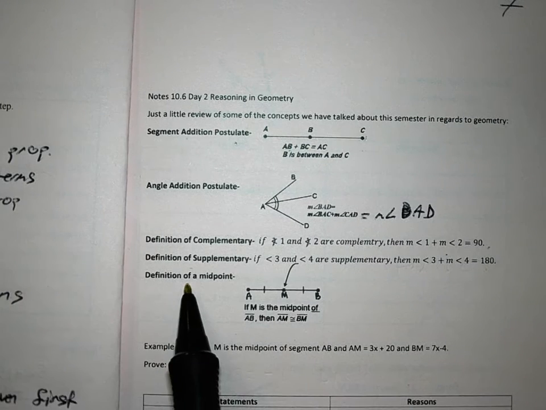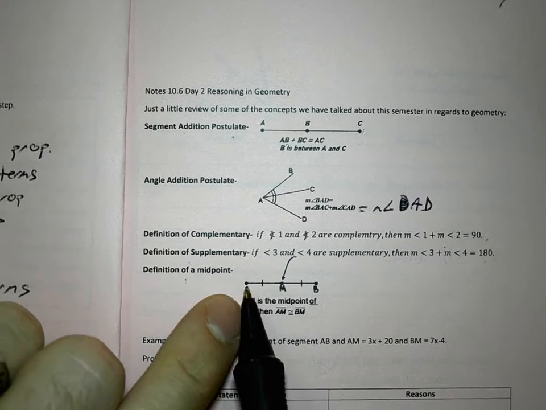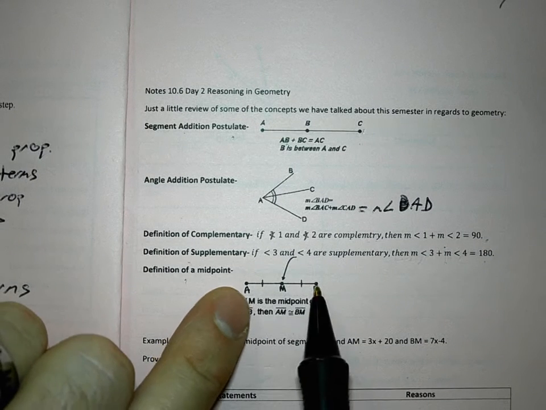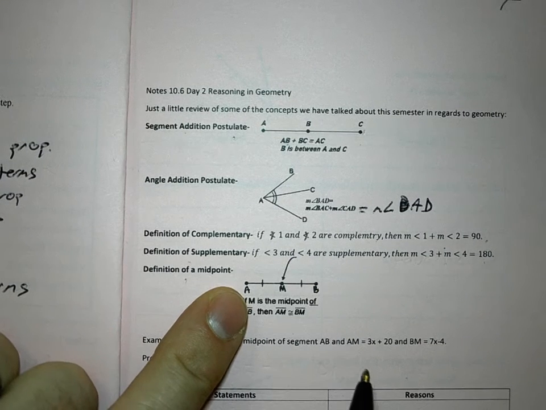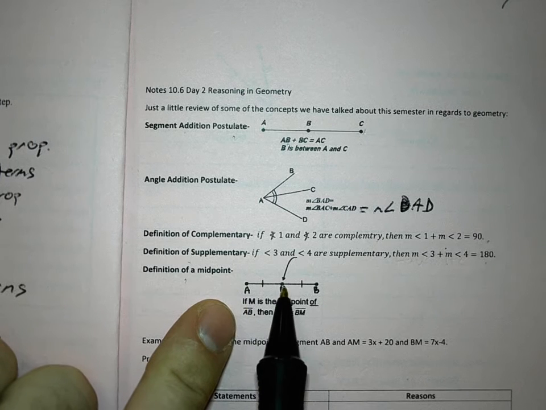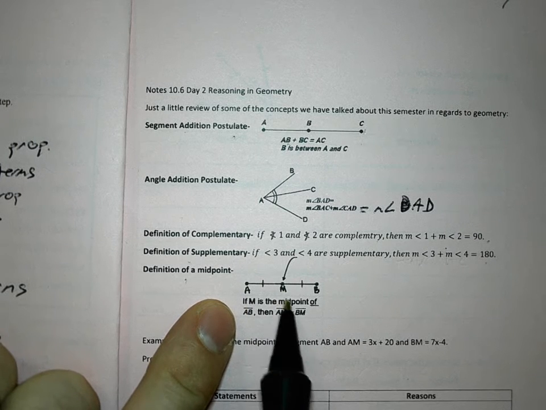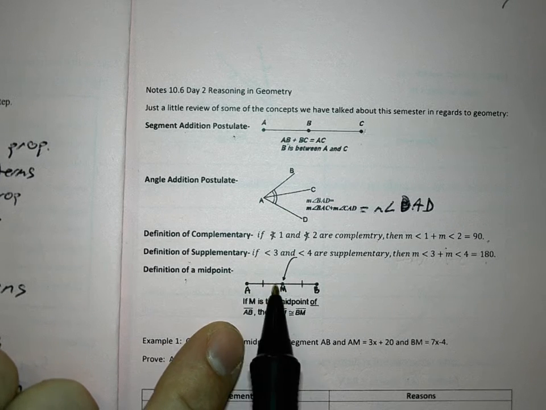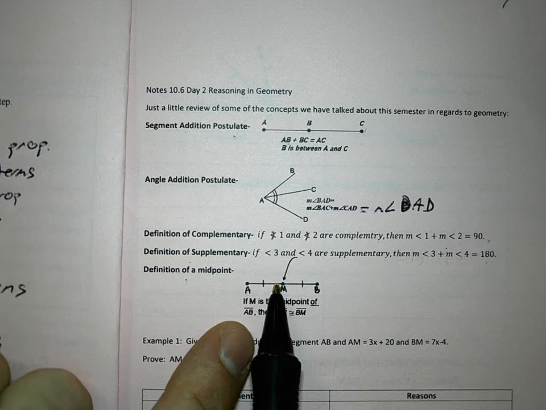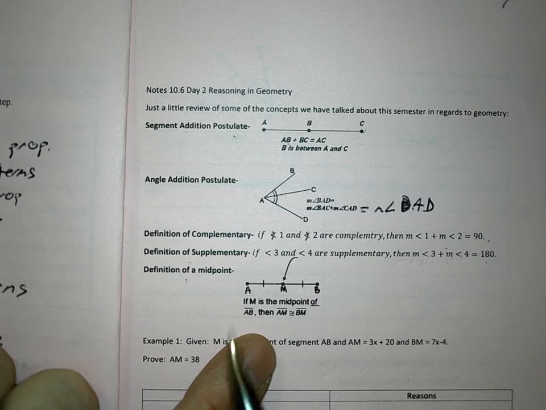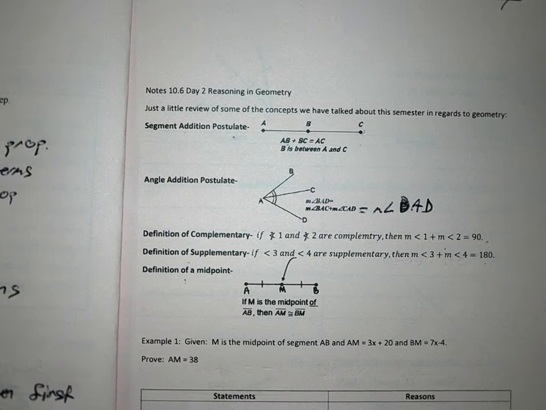Okay, midpoint. If I give you the segment AB, and I say that M is the middle of it, M is the midpoint, that means that the segment AM is the same length as MB. So the idea, if you cut a ruler in half, you make two pieces that are 6 inches long.